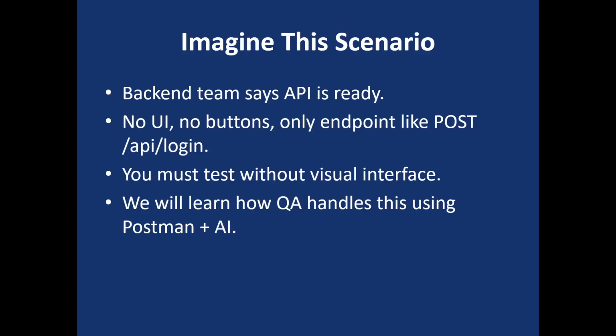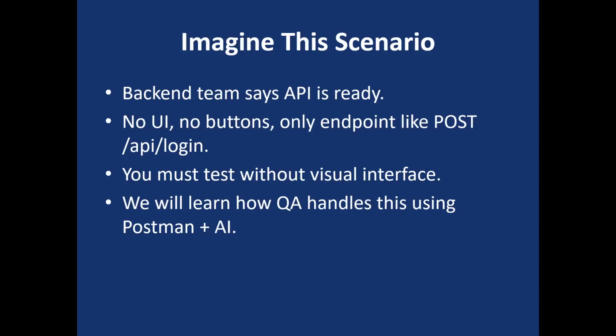So just imagine your backend team sends you a message, API is ready, please test it. So no UI, no login page, no buttons, nothing visible, only this, that is post API login. That is your URL. Now you are thinking, where do I even test this? How do I send a request? And what is request and response? And most importantly, how can AI help me test this in seconds?